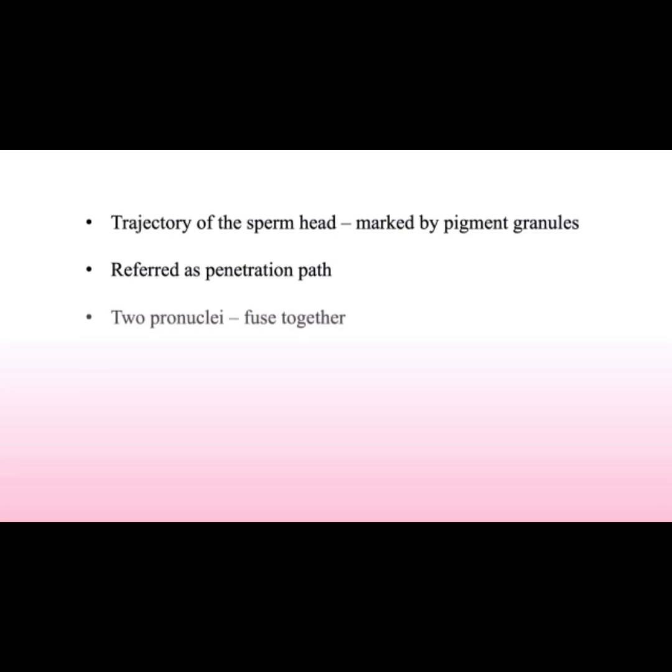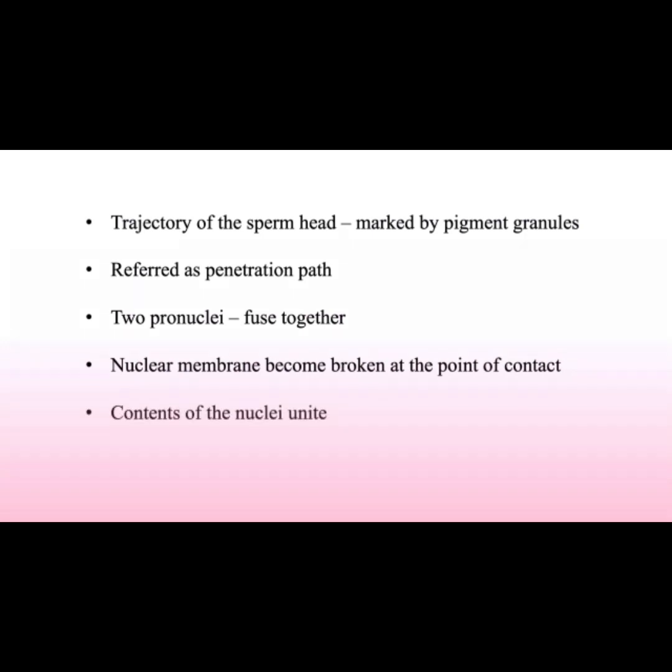The two pronuclei actually fuse together, the nuclear membranes become broken at the point of contact, and the contents of the nuclei unite into one mass surrounded by a common nuclear membrane. The nuclear membranes in both pronuclei dissolve and the chromosomes release.